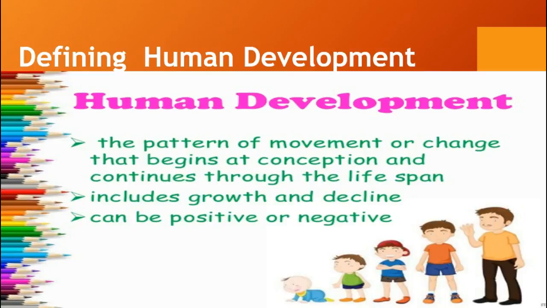So how do we define human development? Human development is the pattern of movement or change that begins at conception and continues throughout the lifespan, which includes growth and decline, and it can be positive or negative. So as humans grow and develop, they're constantly changing. At each level of development, there are new challenges during growth, and we will study those during the various chapters.